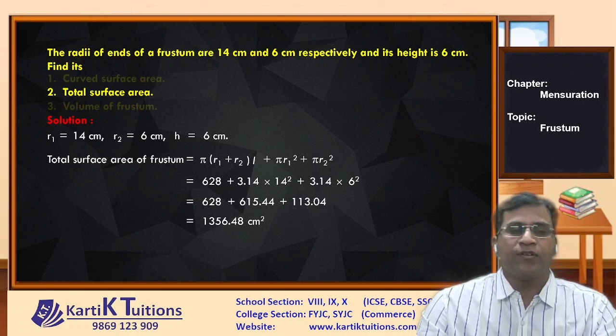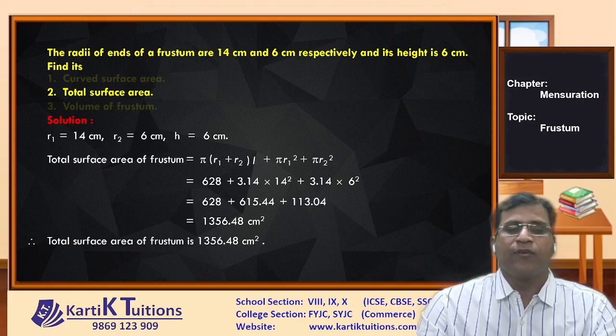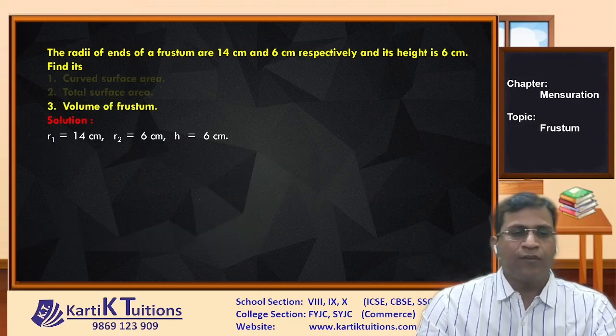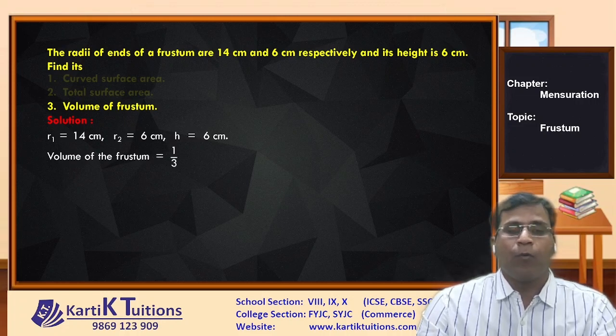So the total surface area of a frustum is 1356.48 centimeter square. Now the last part of the sum is the volume of a frustum. What was the formula for volume? 1/3 pi h into R1 square plus R2 square plus R1 into R2.